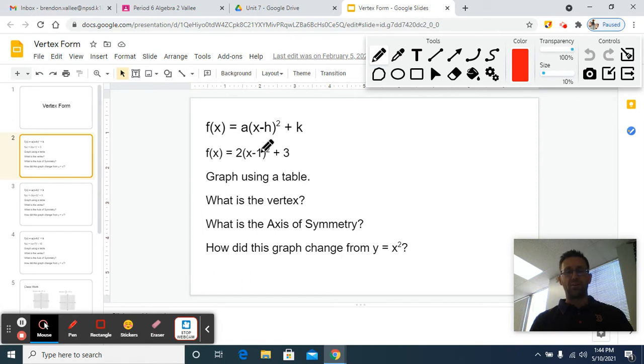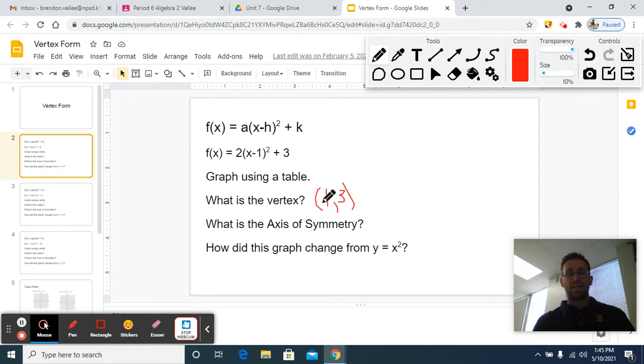What's the vertex? The vertex is whatever the opposite of this number is. So it says x minus 1, that's negative 1. So make it positive 1, because we're going to go to the right one. And whatever number that is, 3. So it looks like you would pick negative 1, but you actually pick positive 1 because it's going to go to the right. And I'll show you why in a little bit.